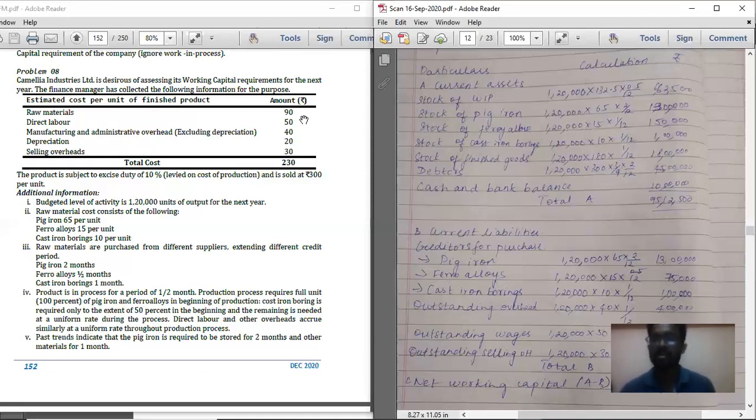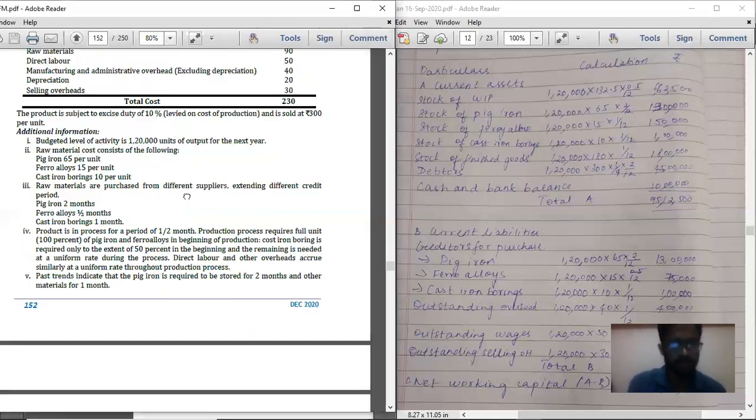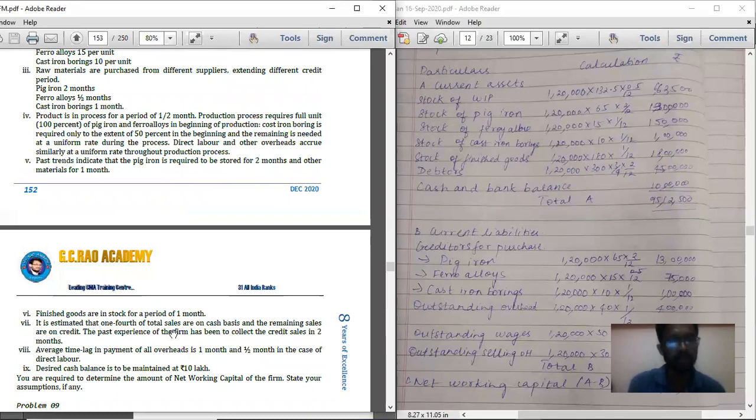In respect of calculation column recorded 1,20,000 units, 1,20,000 into the total cost of production. Raw material plus direct labor plus manufacturing overhead is 180. So 1,20,000 into 180 into the finished goods time period. Here they have given finished goods are in stock for a period of 1 month. So into 1 by 12. 1,20,000 into 180 into 1 divided by 12. So amount column recorded 18 lakhs.